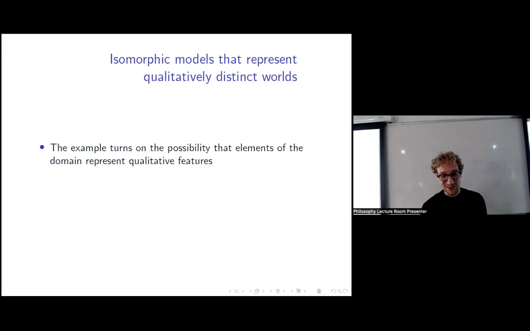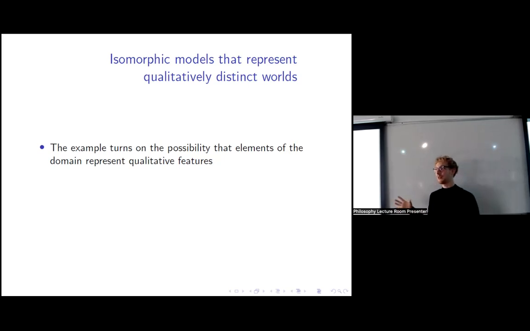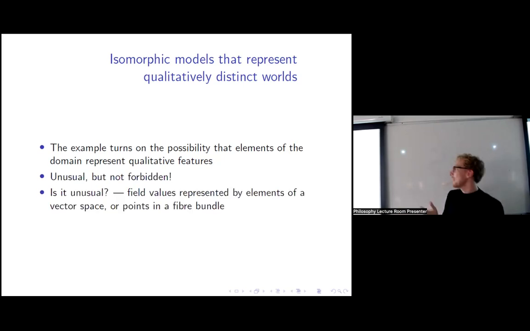So the example turns on the possibility that elements of the domain represent qualitative features. We build in redness or greenness, not as a predicate, but into the membership of the domain itself. That might seem unusual, but I don't think it's forbidden in any way. I've just presented you with a pair of models and a way of interpreting those models in a way that you can make sense of. You can see why the model represents the world I claim it represents. But in fact, it might not even be unusual.